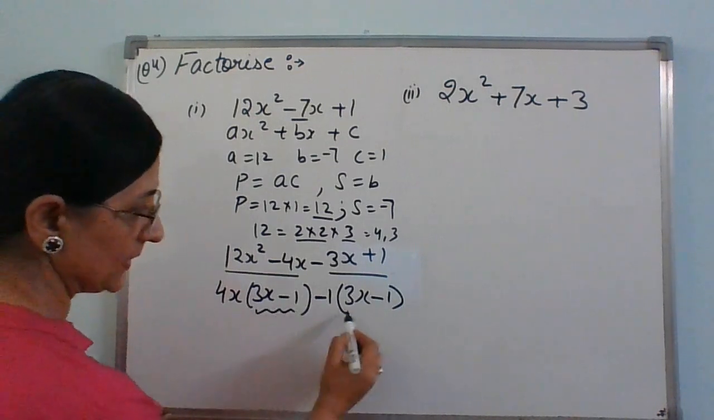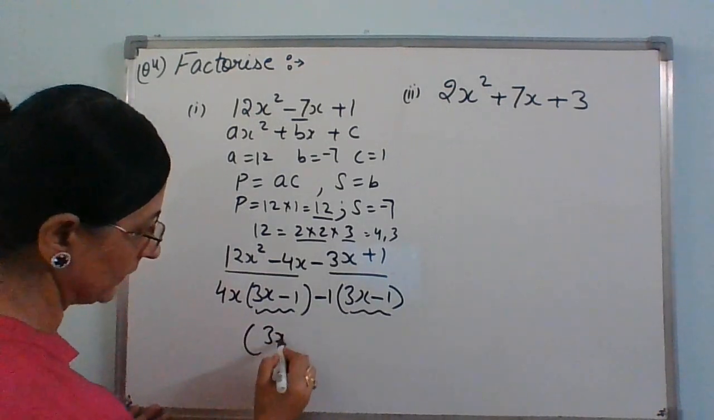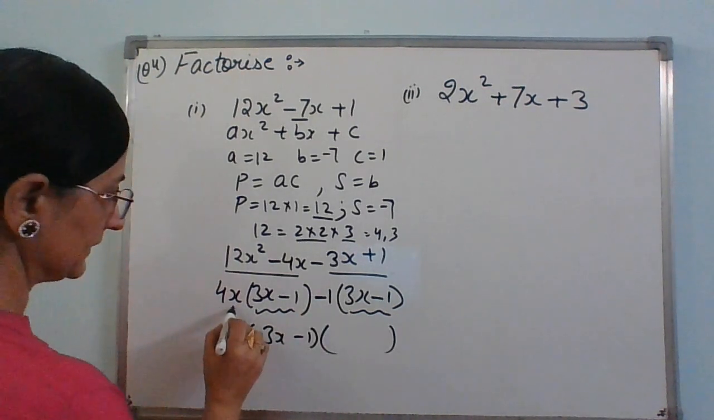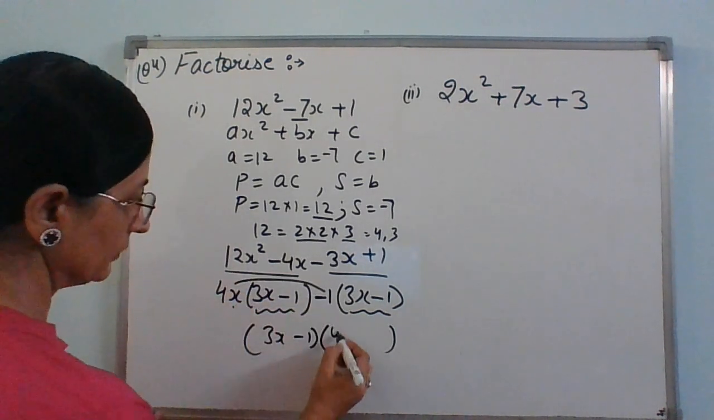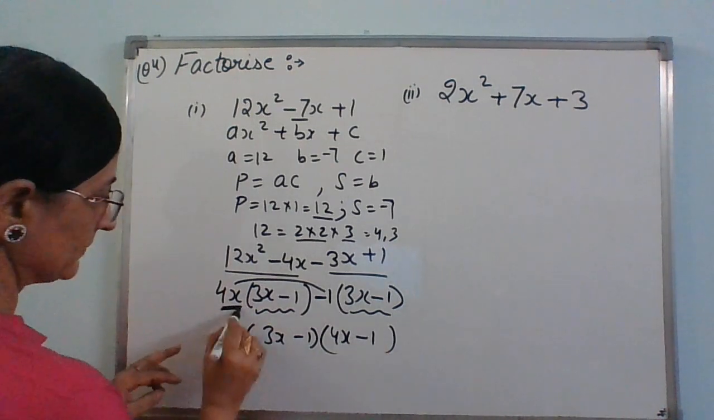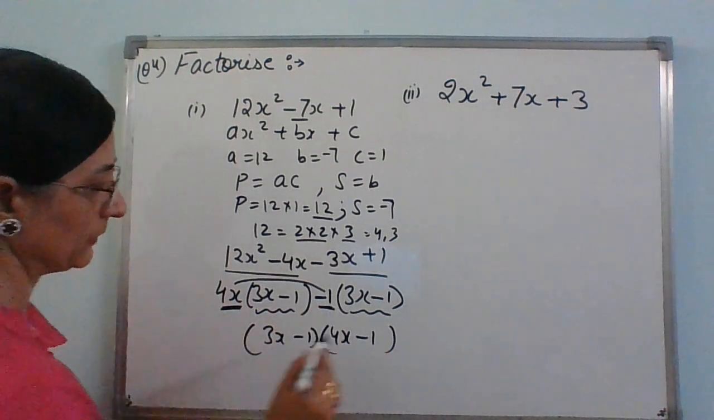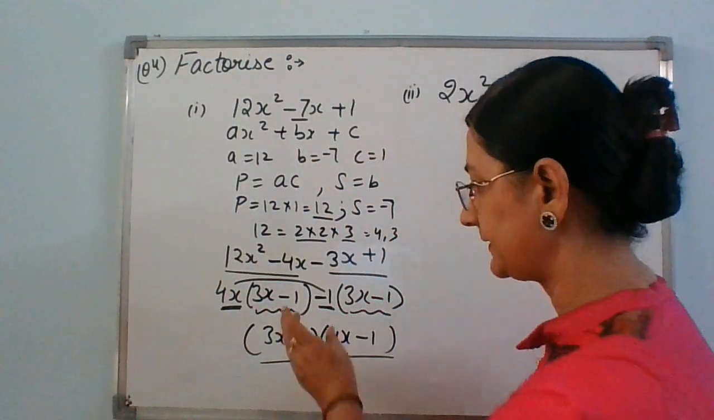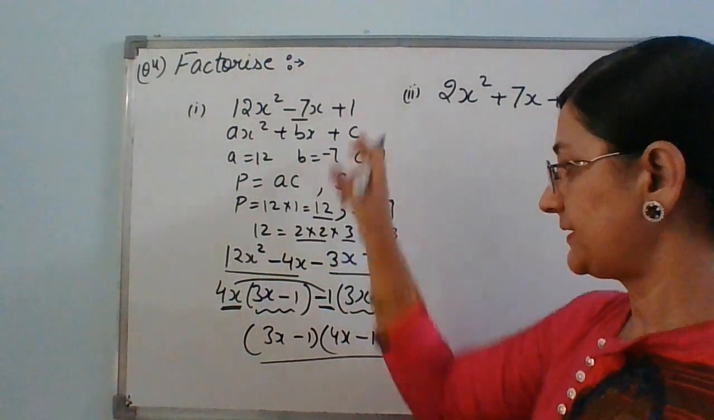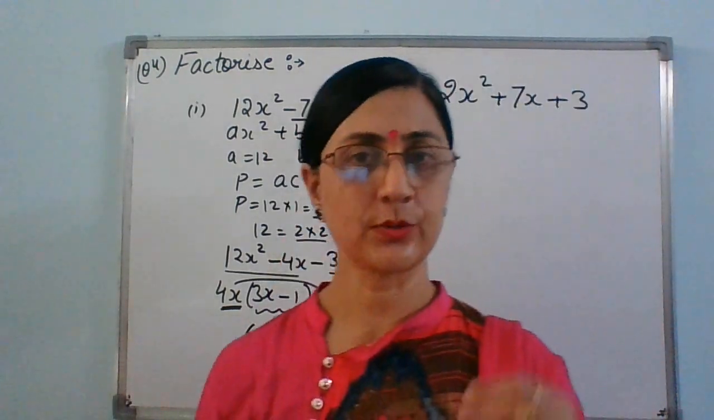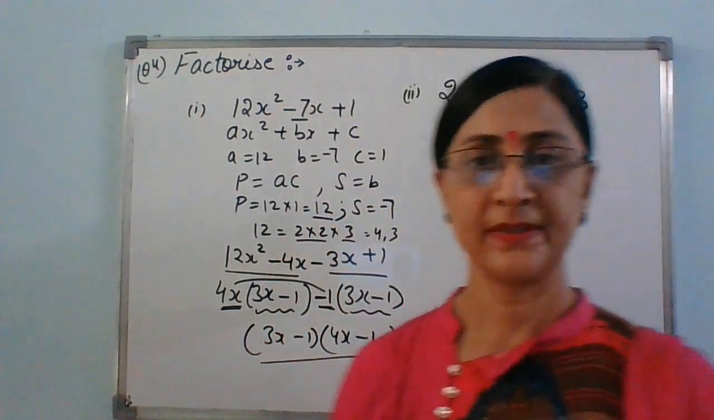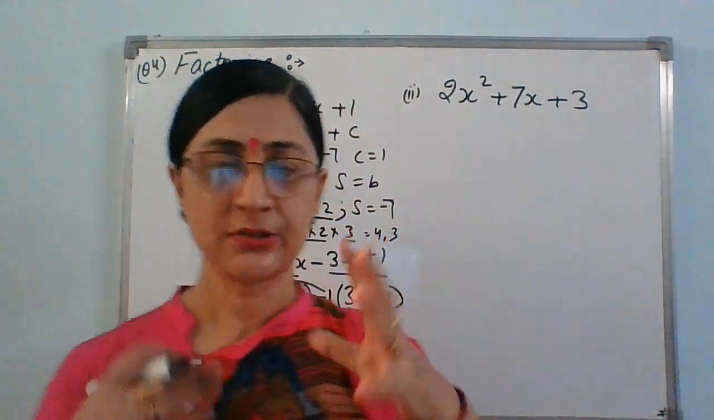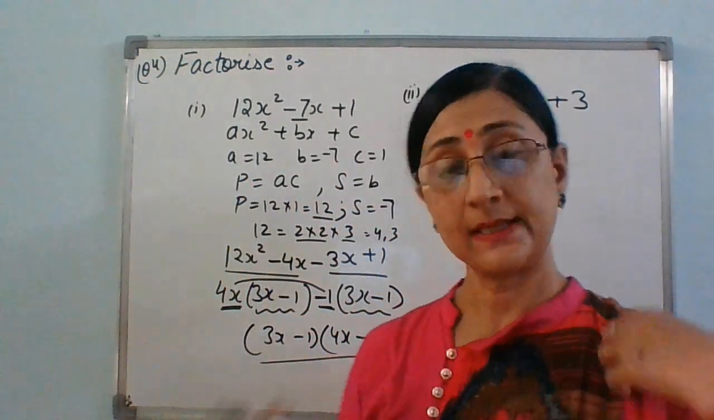Now, this is one factor. We have to write this in one bracket. And the other bracket is formed by the combination of this and this, these two terms, 4x and 1. Combine them and form a bracket. So this is the factorization. Factorization means the factors in multiplication. So these are the factors of 12x square minus 7x plus 1. So now I hope it's clear. I'll be doing this question here so you can clear your doubts, right? Now the same thing I'm going to do.